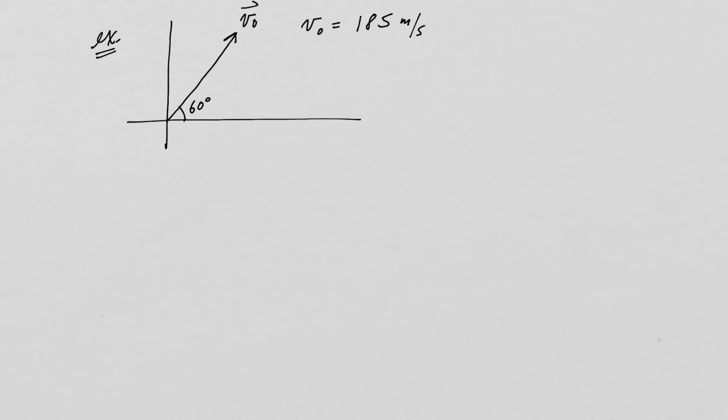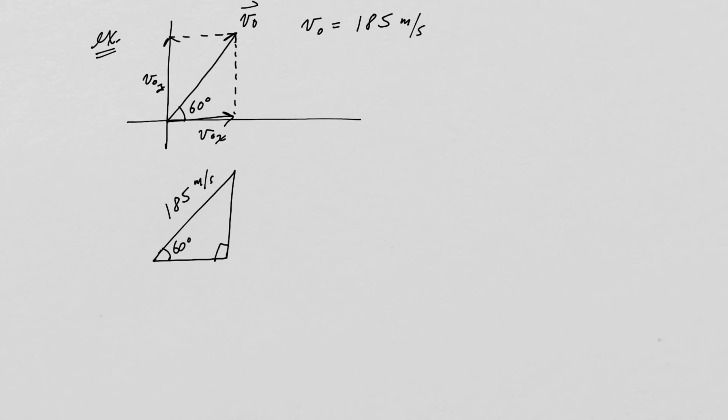So what you have to do is project this onto the x-axis. This would be v naught x. If I project this onto the y-axis, the vector on the y will be v naught y. And then if I extract this right triangle that contains the reference angle here, that will allow me to figure out v naught x and v naught y. The hypotenuse is my 185. This, of course, is 60 degrees. This is v naught x, and this side is the same as v naught y.